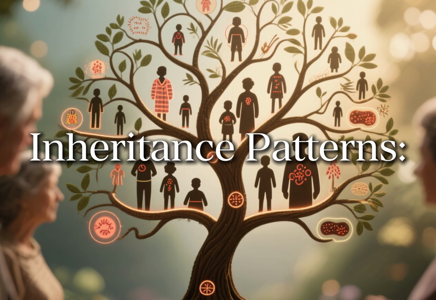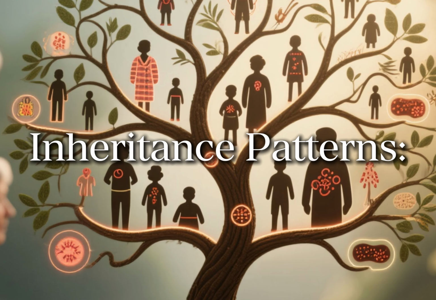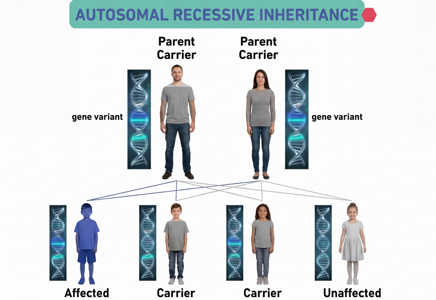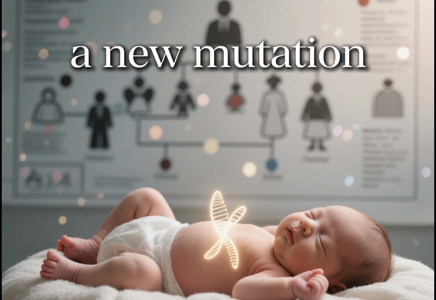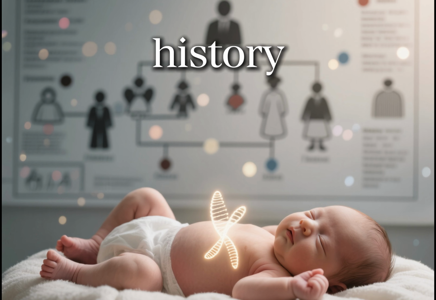Inheritance patterns. Desminopathy is genetic and can be inherited in 3 ways. Autosomal dominant, most common: only one parent needs to pass down the mutated gene for the child to get the disease. Autosomal recessive, rarer: both parents must be carriers. This form often presents with a more severe phenotype and earlier onset. De novo: a new mutation occurs spontaneously in the patient with no family history.